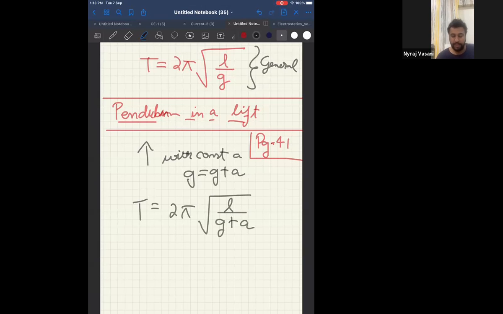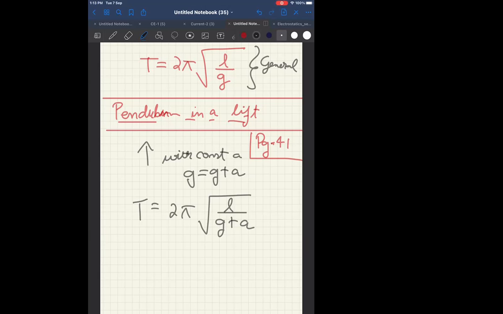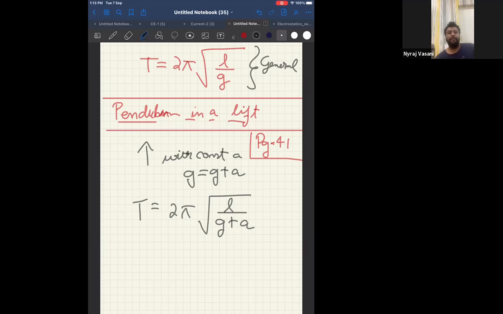Can you see that diagram on page 41? Can you see one side heading, when the lift is moving upward with constant acceleration? Can you see the second point? When the lift is moving upward with constant acceleration, the effective acceleration due to gravity is g plus a. Therefore, my time period will be T is equal to 2 pi under root L by (g plus a). Correct? Now make a note in your notebook. That is pendulum in a lift, case 1.